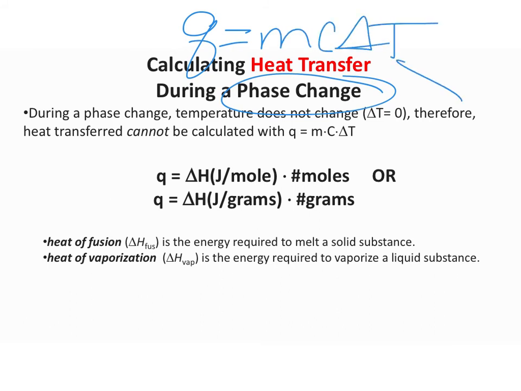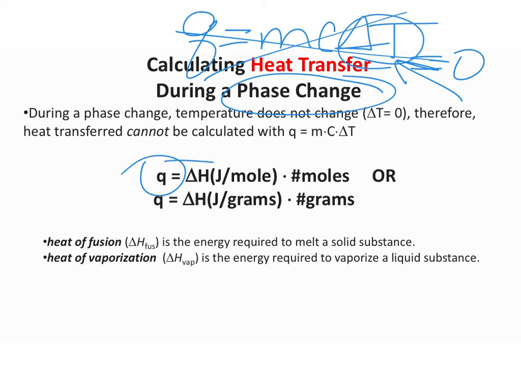Why? Because during a phase change the temperature change is 0. So that q = mcΔT formula becomes meaningless during a phase change. And so the formula we want to use to calculate heat during a phase change is the one that uses enthalpy, either of vaporization or, remember the other one was enthalpy of fusion, which means melting.